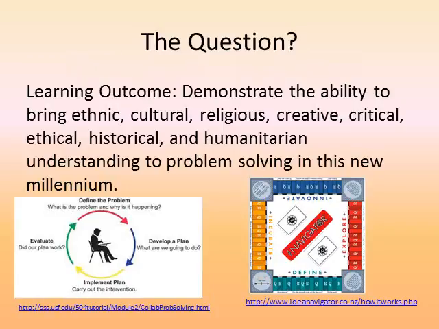The questions you should ask yourself about the problem-solving process and this learning outcome are: First, in what assignments in your NCRP coursework did you describe or prescribe problem-solving strategies? Second, how does problem-solving vary among ethnic, cultural, religious, creative, critical, historical, and humanitarian groups? And third, how is the problem-solving process evolving with the globalization and technologies of the new millennium?